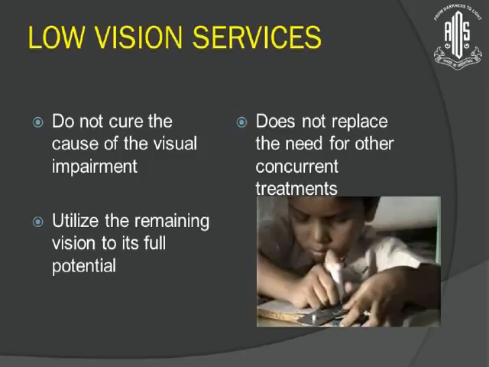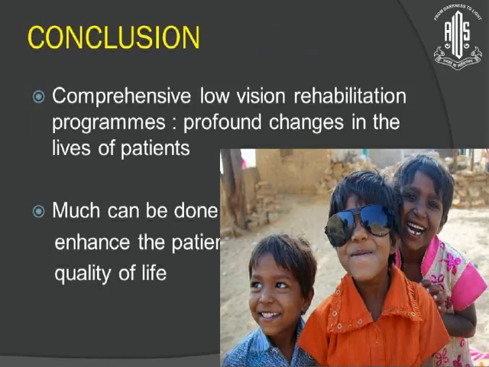Low vision rehabilitation in children involves early interventions with appropriate aids which are customized to the patient's needs and expectations by dedicated professionals. You have to be very dedicated and you have to have a professional approach also. If done in this way, comprehensive low vision rehabilitation programs can bring about profound changes in the lives of individuals.